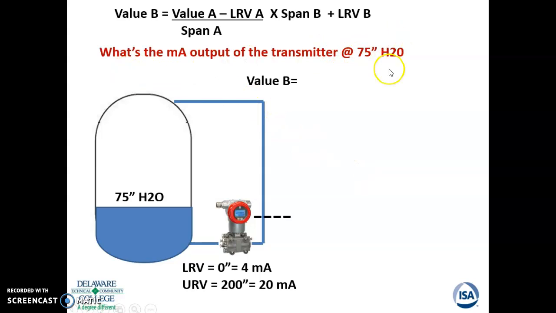Let's try this one. We have 75 inches of water. Okay, so what do we start with? 75 inches minus 0, divided by the span. Our range is 0 to 200, so our span is 200 minus 0, which is 200. And then we multiply that, but this stays the same because we're always in milliamps, times 16 plus 4, okay? That equals 10. So I want you to do the math for that. You do 75 minus 0 divided by 200 times 16 plus 4. So that gives you 10.